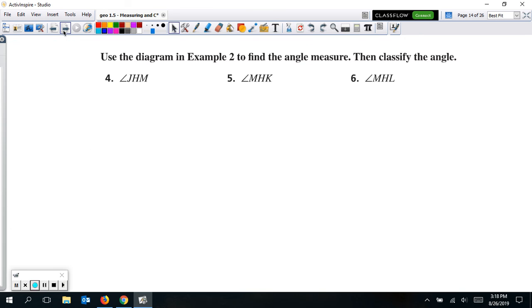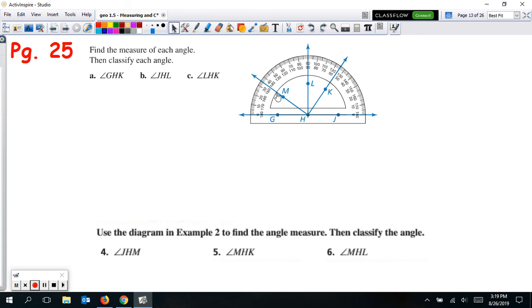So for JHM, that one was 145 degrees and it is obtuse. So definitely we know it's obtuse when it's more than 90. So you can see it's going right through 145 degrees. If you start here at 0, J, all the way over here to M, that's the inside number, that's 145. MHK, so M, H, and K here, so that's these ones right here.